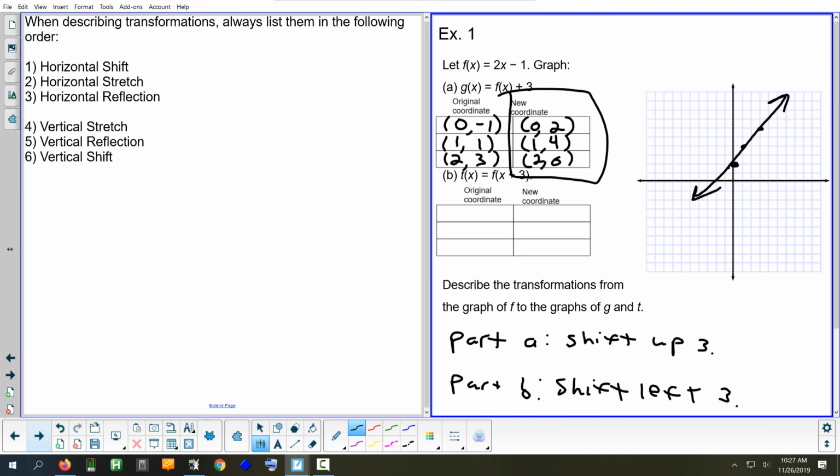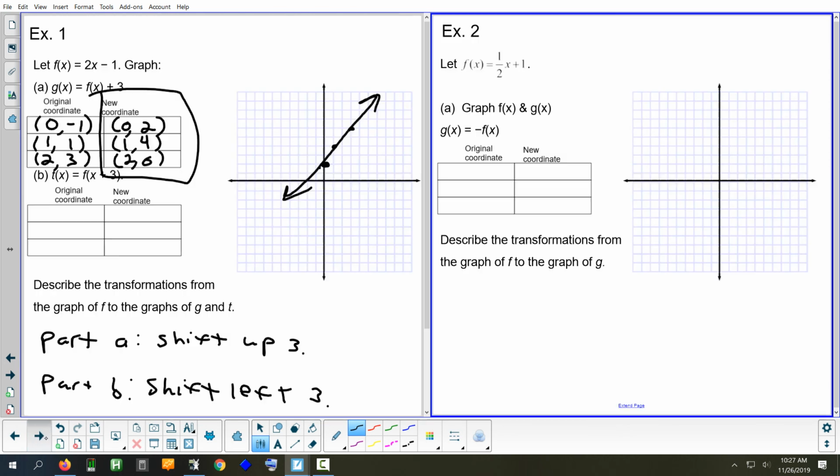All right. Let's try. Okay. Let's go to example 2. I'm not going to focus as much on the table part because that part is not as much on the test. I'm going to just focus on describing the transformations.